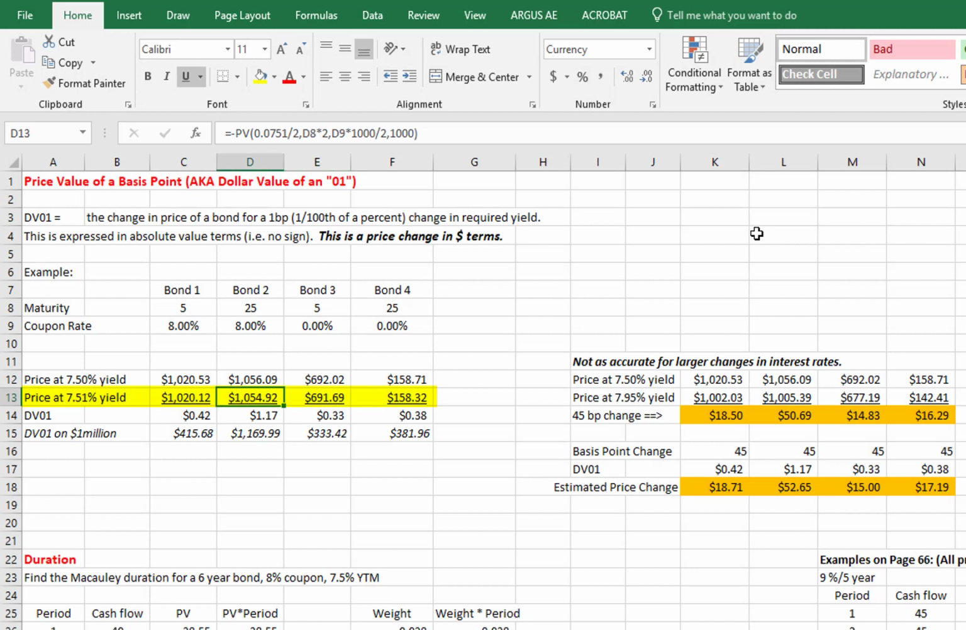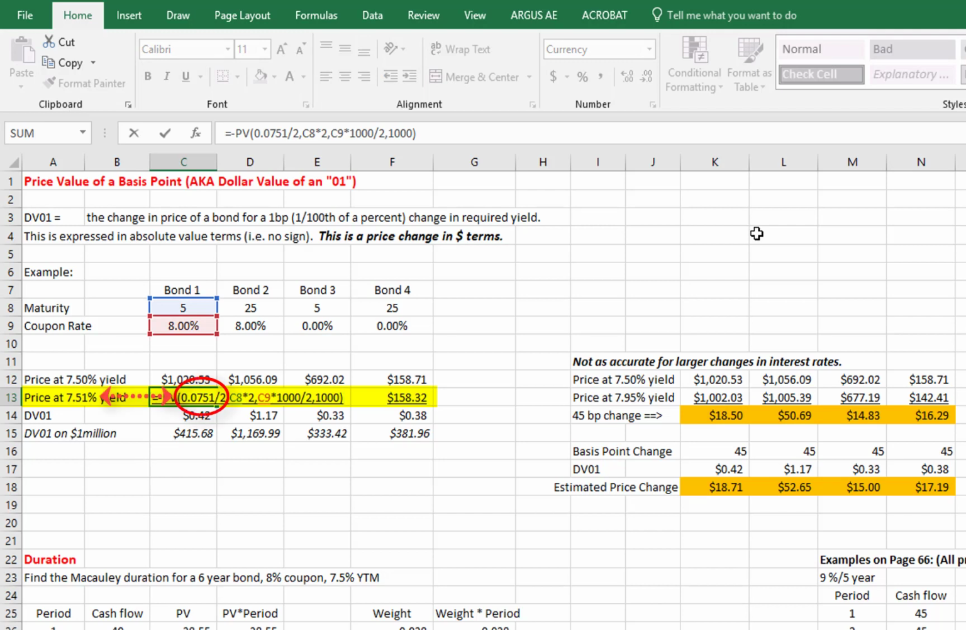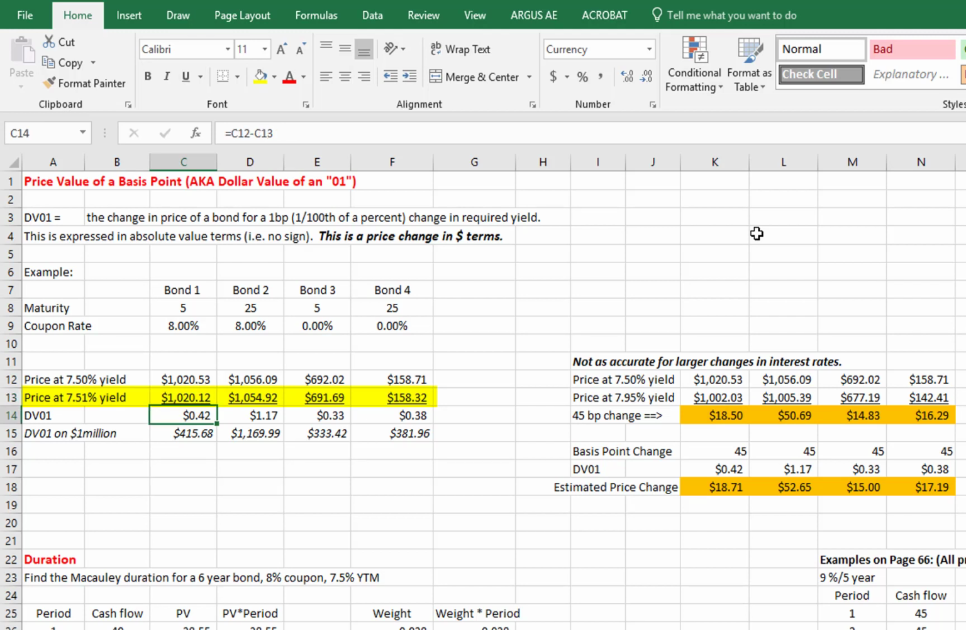Now, in this row, I'm increasing the required rate of return by 1 basis point. I've hard-coded in the 7.51%. Again, I'm going to divide everything by 2 where it's appropriate, and I get a price change. I get in this case a price decrease because the yield to maturity is going up by a basis point. And so this next line here, the DV01, is just going to be the difference between the price before the rate change and the price after. Again, it's a 1 basis point change, so this difference in price is going to be the DV01. That's how we would calculate it.